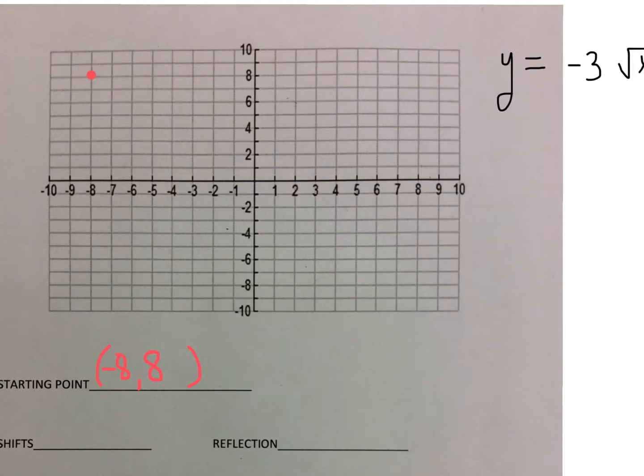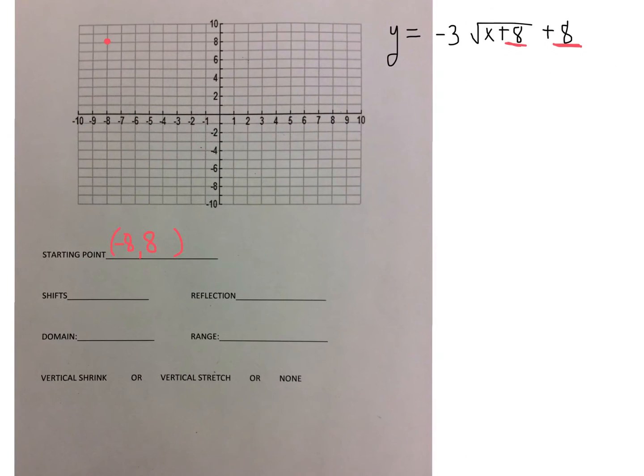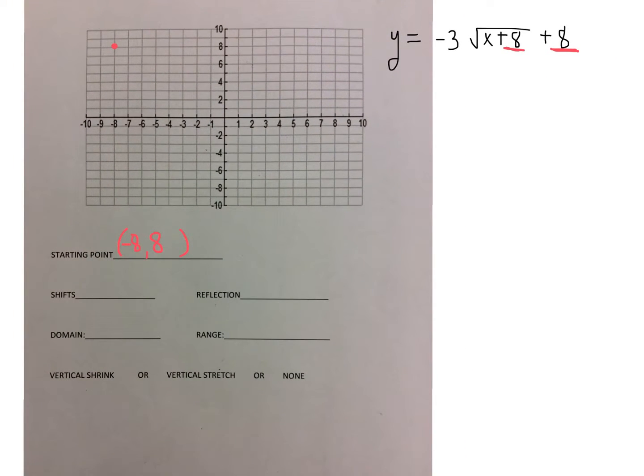Okay. I didn't put it. So now, let's take a step back. Okay, now let's talk about our shift. Where did my point go compared to the origin? Well, we went left. That's all. Left 8. Up 8. Okay, reflection. I look at my A value. Now notice, since my A value is -3, then it's negative, so this is going to be over X axis.